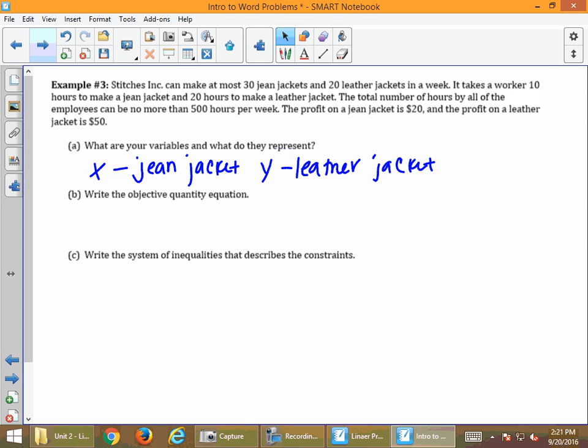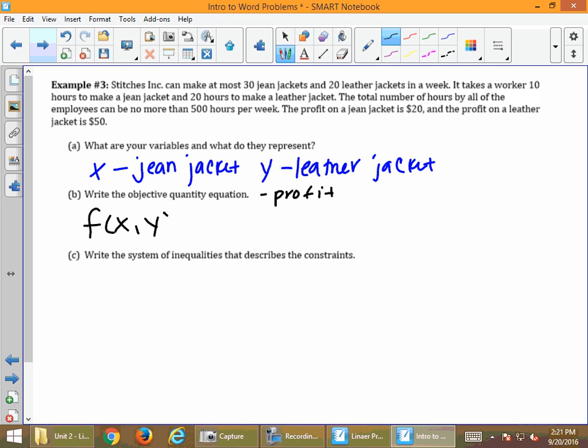Write the objective quantity equation. When we say that, we're really just talking about what? Yeah, that's what section 1 I'm talking about, profit. Alright, so what's that going to look like? Kennedy? 20x plus 50y. Good. We have $20 per jean jacket, so 20x, because x is representing jean jacket. $50 per leather jacket, so it's going to be 50y, because y is representing leather jacket.